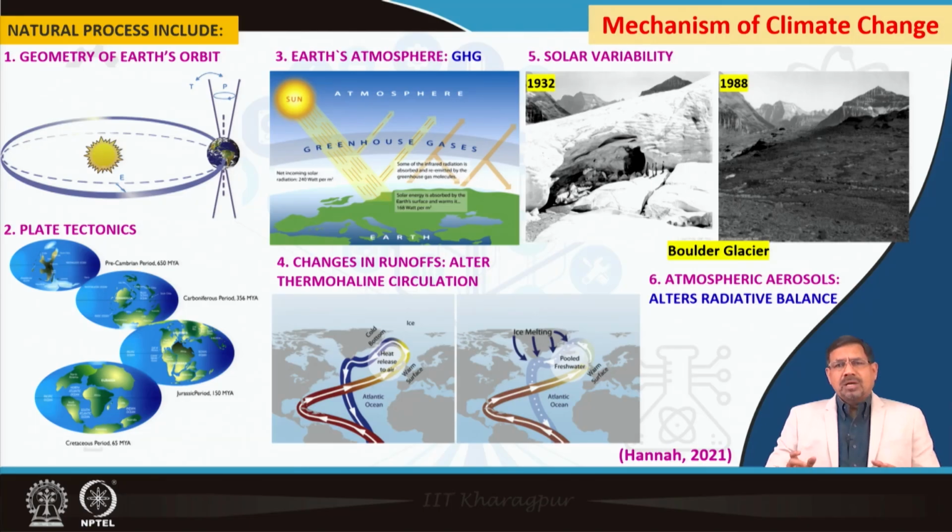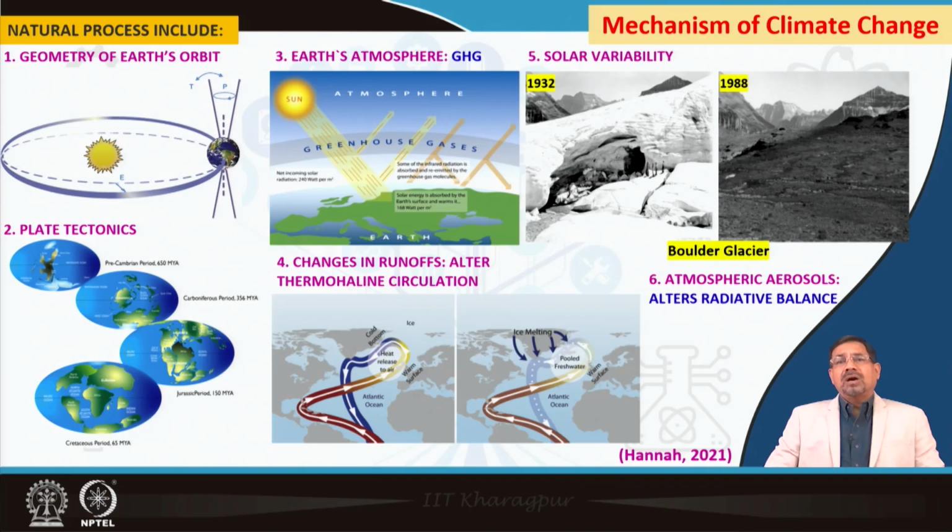So, all these sunspots, or the dark spots, are always surrounded by white spots called faculae. So, this solar variability explains certain fluctuation in terms of the Earth's average temperature.